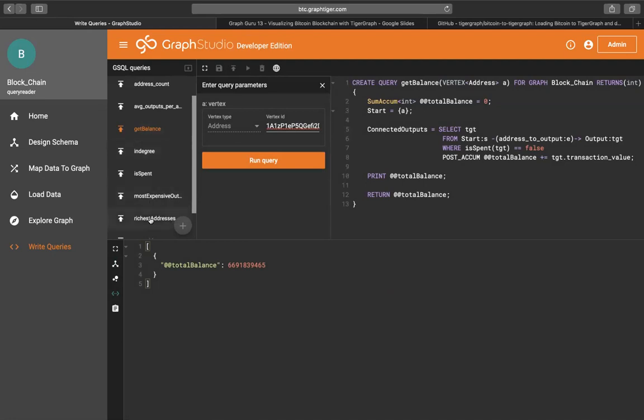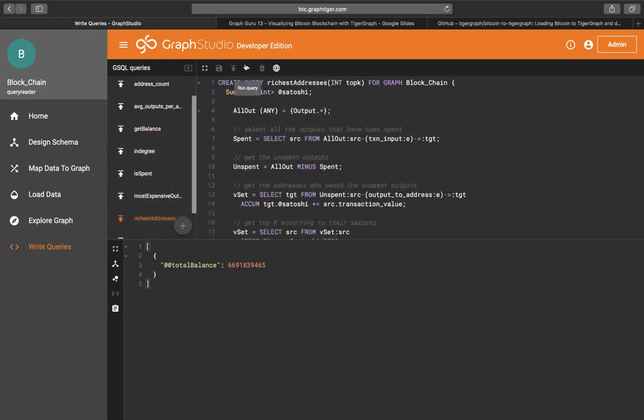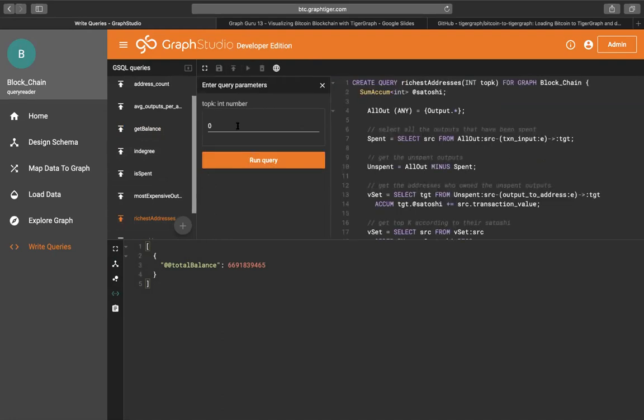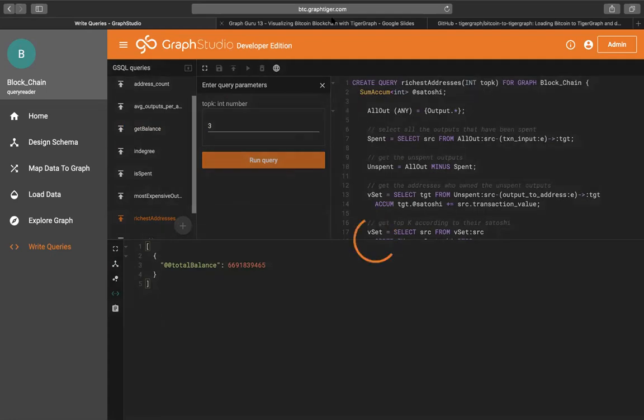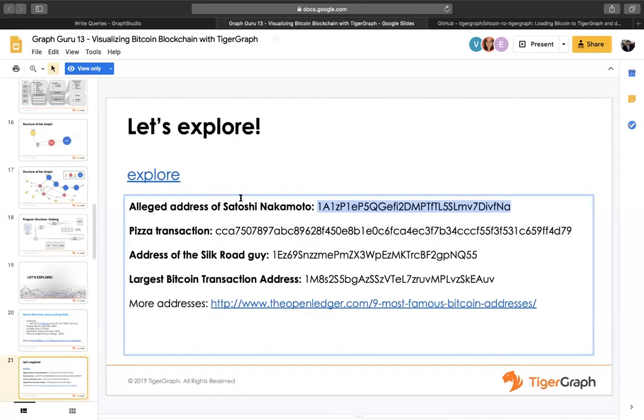To extend this even further, I wrote a query that determines the top K richest addresses on Bitcoin. So let's look at the top 3, for example. While this is running, I want to talk about a pretty interesting application of understanding behavior and looking at Bitcoin that even the government has used.